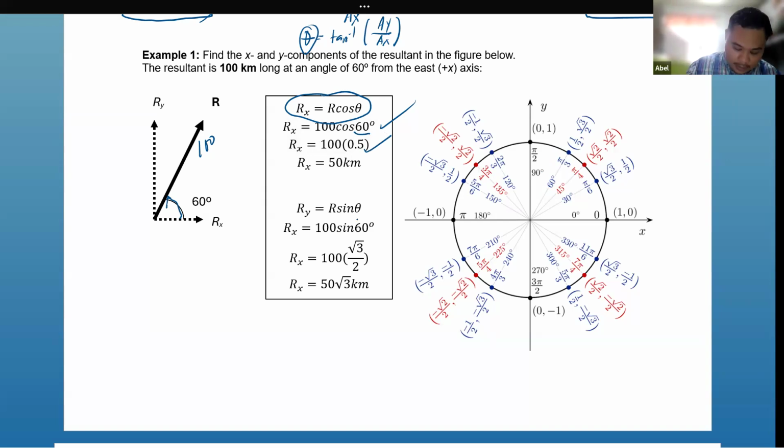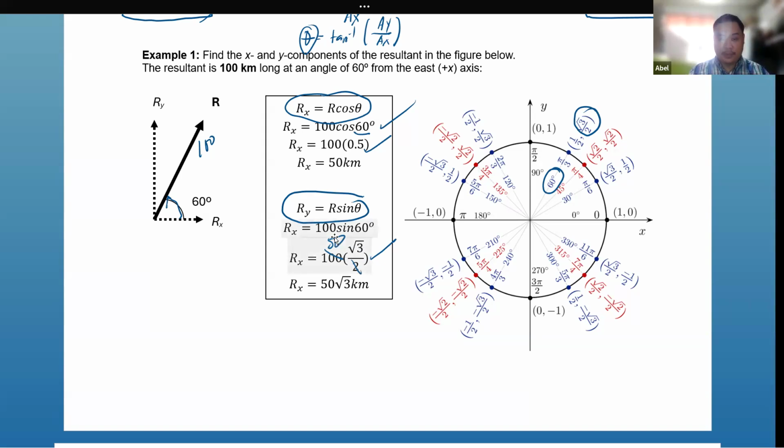Now, how about the vertical component value? We have the Ry, which is R sine theta, and the sine of 60 degrees is square root of 3 over 2, right? And so sine 60 degrees is root 3 over 2, and therefore the 100 and 2 cancel to 50, so the final answer here is 50 multiplied by root 3 kilometers.